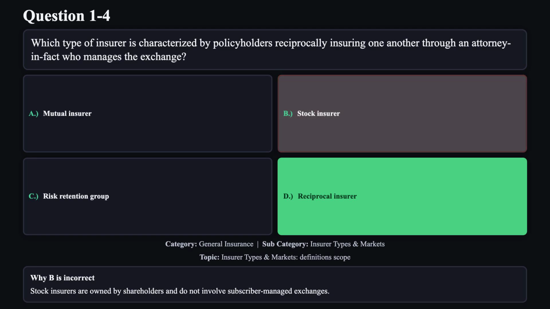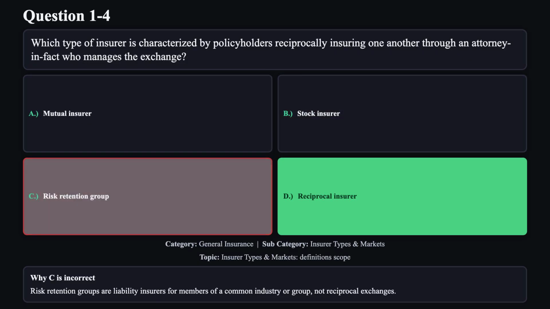Reason B is not correct. Stock insurers are owned by shareholders and do not involve subscriber-managed exchanges. Reason C is not correct. Risk retention groups are liability insurers for members of a common industry or group, not reciprocal exchanges.